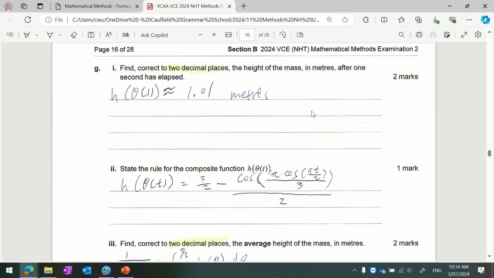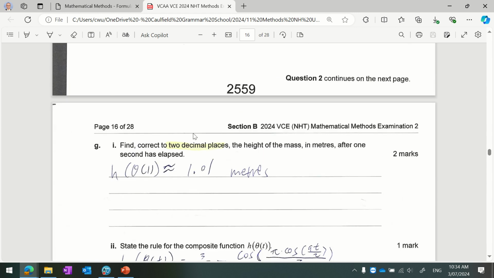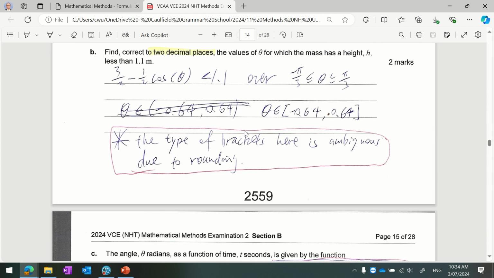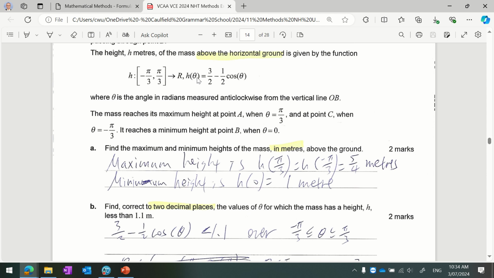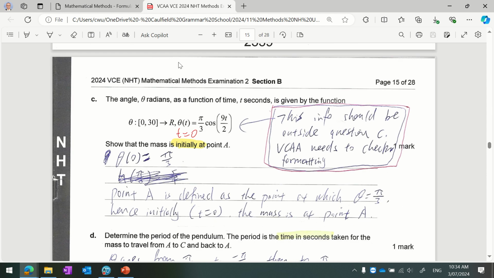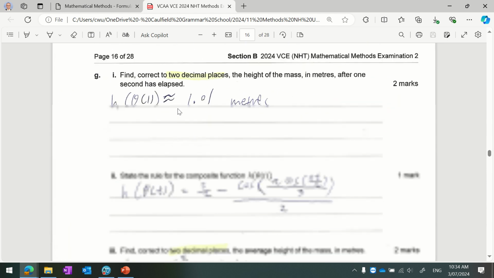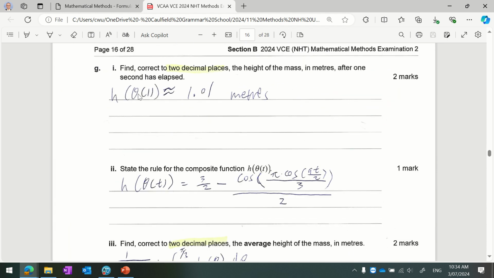Oh, long question. Let's keep going. Find the height of the mass after 1 second has elapsed. After 1 second has elapsed, we put 1 into theta to find the angle when t is equal to 1. And from that angle, we can substitute into h, because the height function is in terms of theta. So to find the height, we need to find theta. To find theta, we need the time. So that's all we're doing. We're doing sub 1 into theta and then sub that angle into h, and we get the answer.